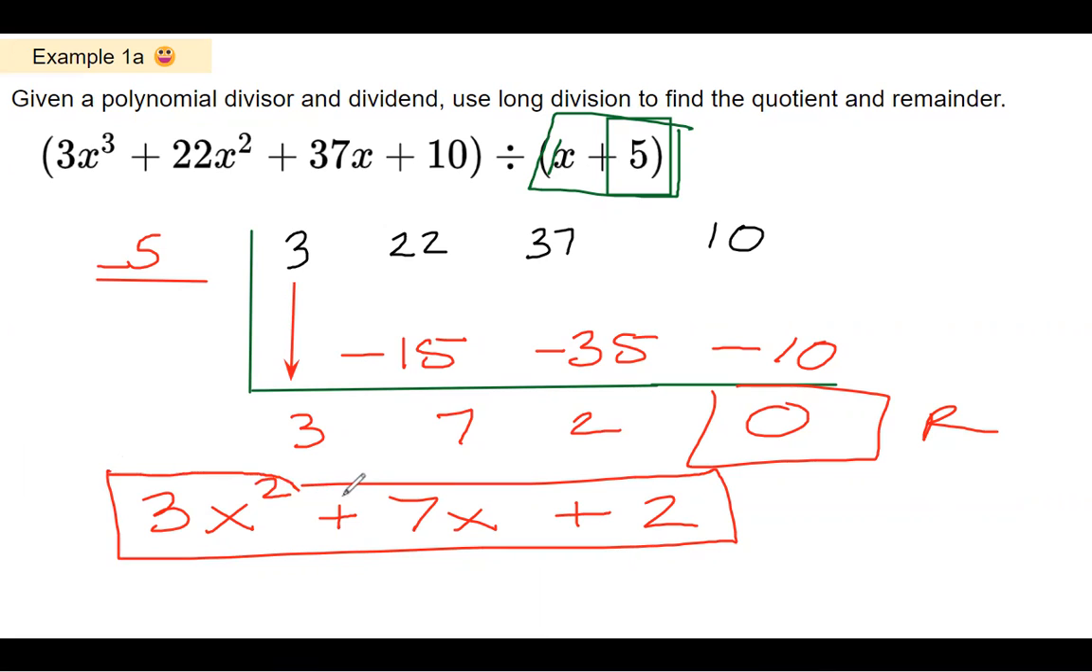Now, the only way that we can use this, again, is if we have a leading coefficient of 1 and a power of 1. We're going to take the opposite value of this, write it right here. Bring our first term down. Start multiplying. Negative 5 times 3, 15. Combine. Negative 5 times 7. Combine. Negative 5 times 2. Combine. And we get a remainder of 0. That's it. You should get the same answer.